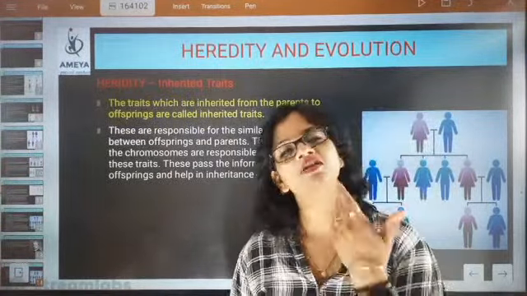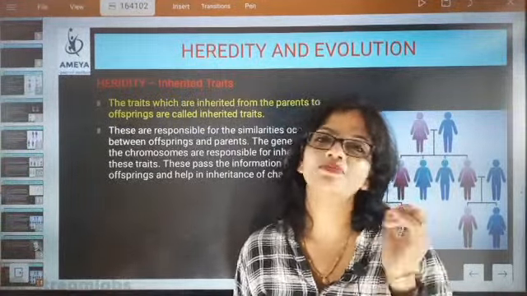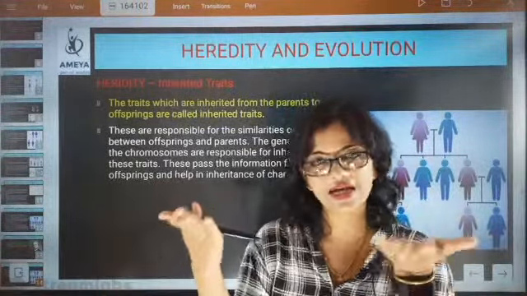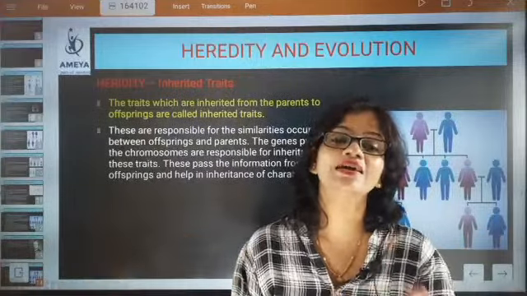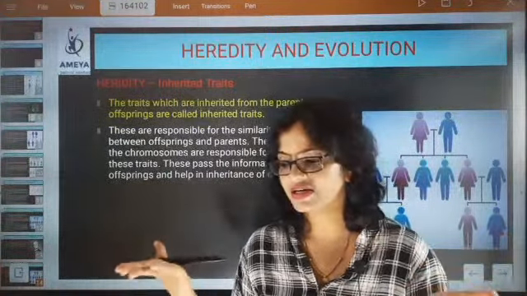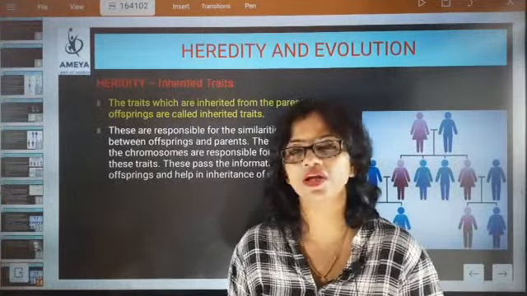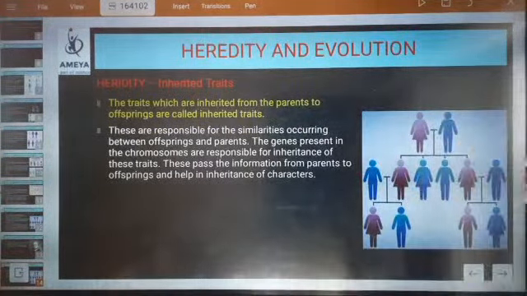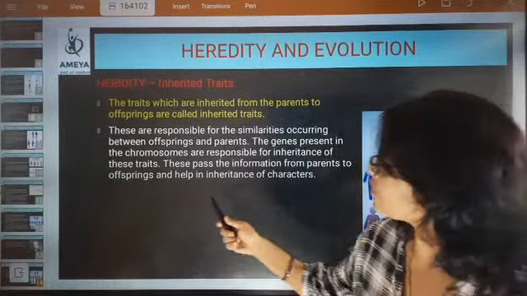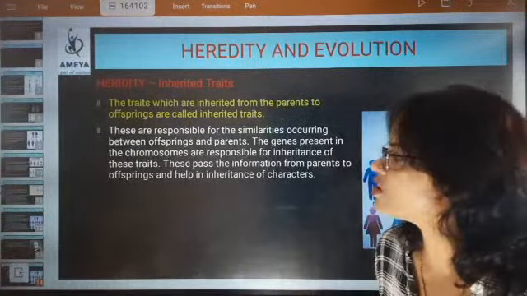Now, say if father's eye color is black and mother's eye color is brown, so 100% two colors are available. And if the child's eye color is black, that means 100% the child has selected the trait from the father and mother only. Okay, so these pass information from parents to offspring and help in inheritance of character.